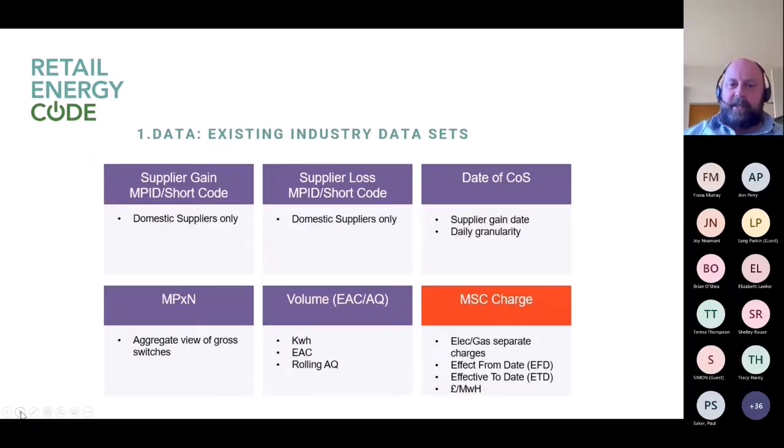In terms of the existing industry data sets, it's a relatively straightforward scheme in terms of the data that we need to capture. Essentially three variables, and all of this data determines what those are. So it's the number of switches, the volume associated with those switches, and a charge to be applied to them.